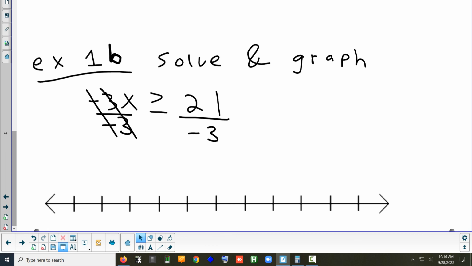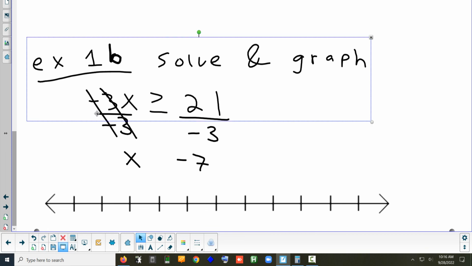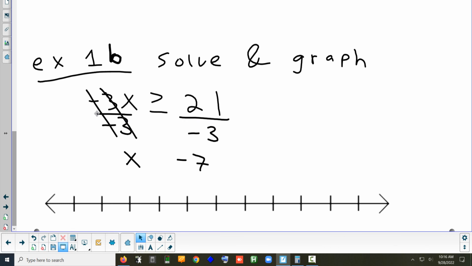So Anaya, what's on the left side now? Left side of the inequality. X. And then on the right side? Careful, that's negative 7, right? Because it's a positive divided by a negative. So negative 7. And which way should my inequality point? Should I keep it the same, or do I have to flip it?